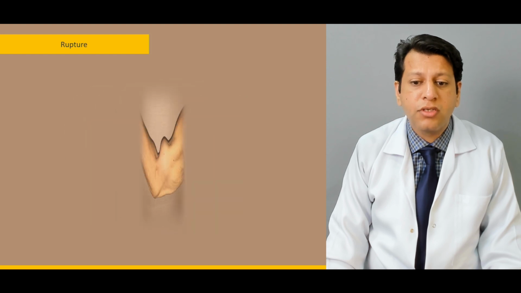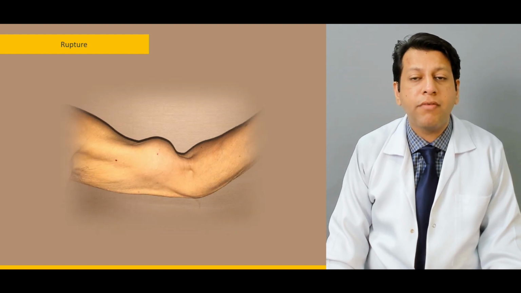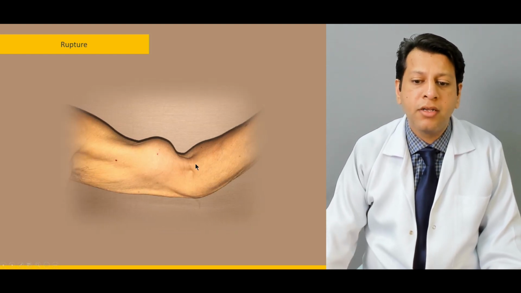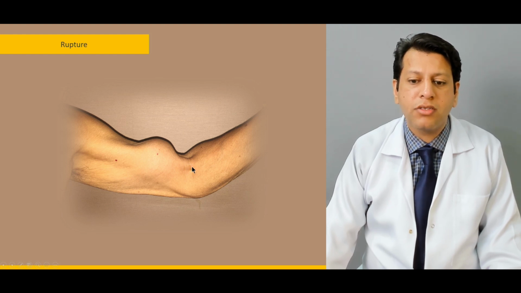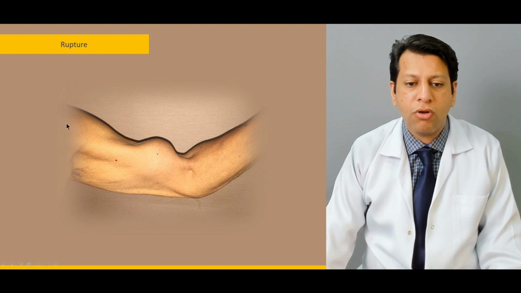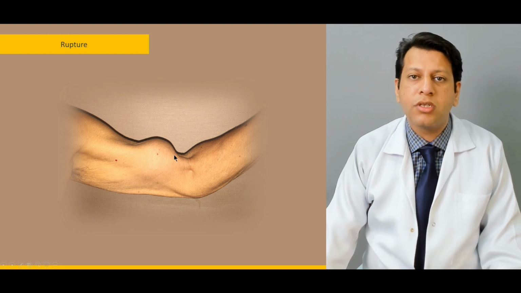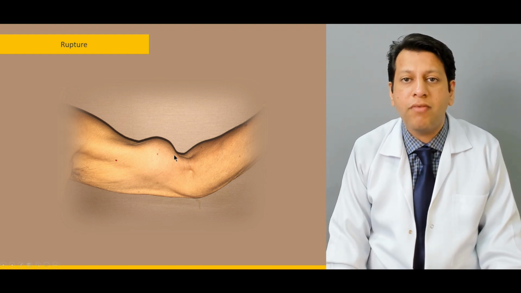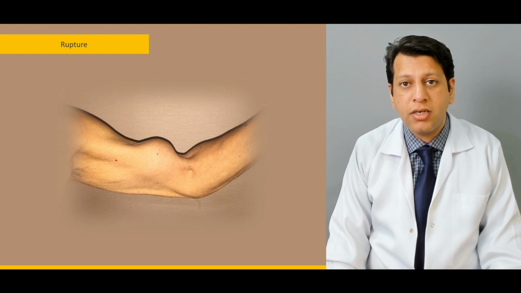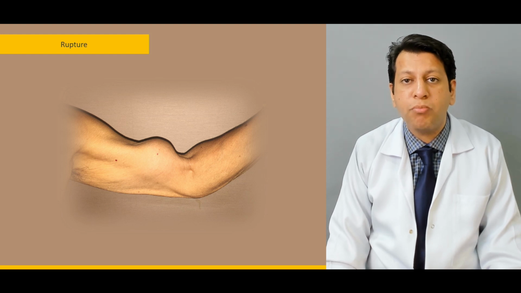Continuing with the rupture, this is what I was talking about, the Popeye deformity. What has actually happened is that you can appreciate the tendon, the lower part is over there, but the long head has ruptured, and as a result the whole muscle mass is gathered in the lower portion. This is classical when the proximal avulsion of the bicipital tendon takes place, and it results in a Popeye deformity.